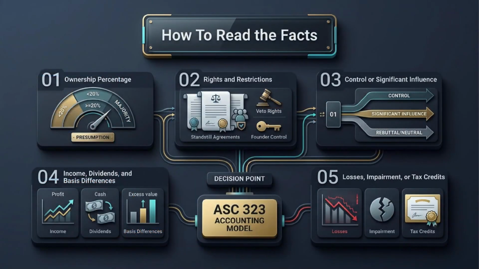Read ASC 323 facts in a fixed order. Start with ownership percentage because it gives the initial presumption. Then read rights and restrictions such as board seats, standstill agreements, founder control, or access to information. Next, decide whether the facts support control, significant influence, or neither. Only after that should you move to income, dividends, basis differences, losses, impairment, or tax credits. The memory line is important. ASC 323 questions are relationship questions before they are math questions. If you miss the relationship, even perfect math can take you to the wrong answer.